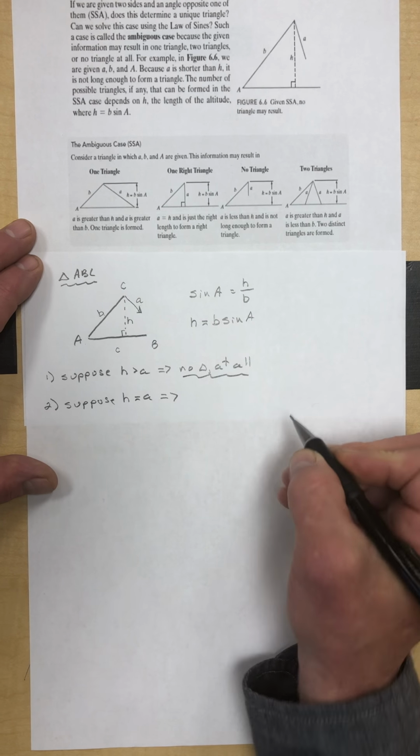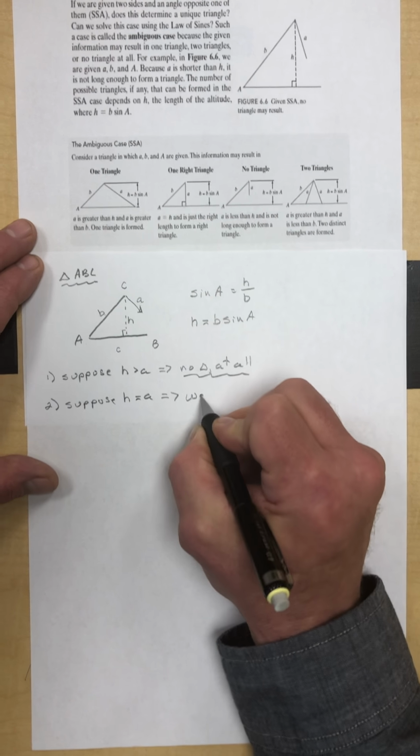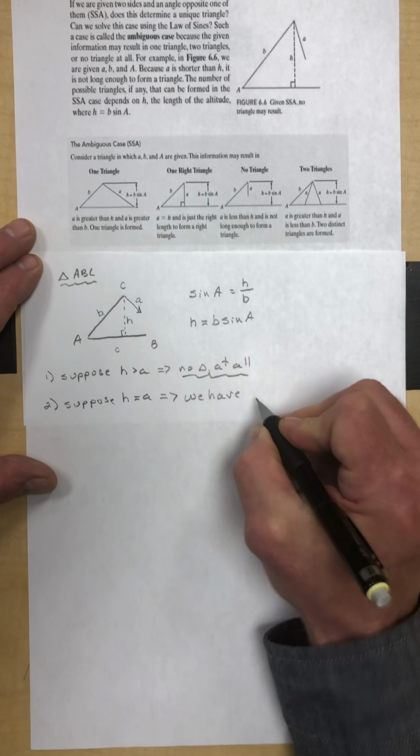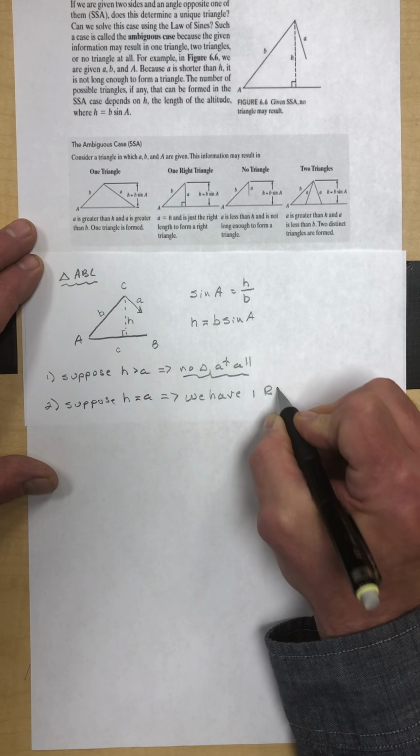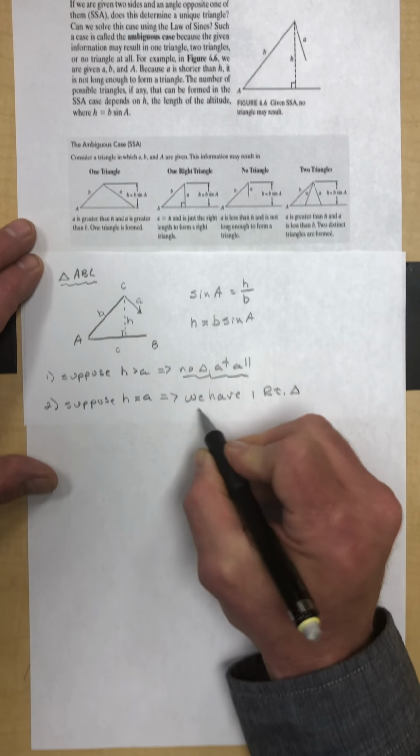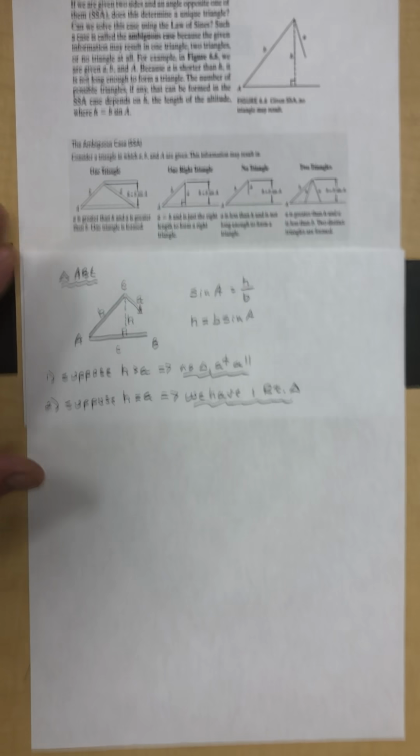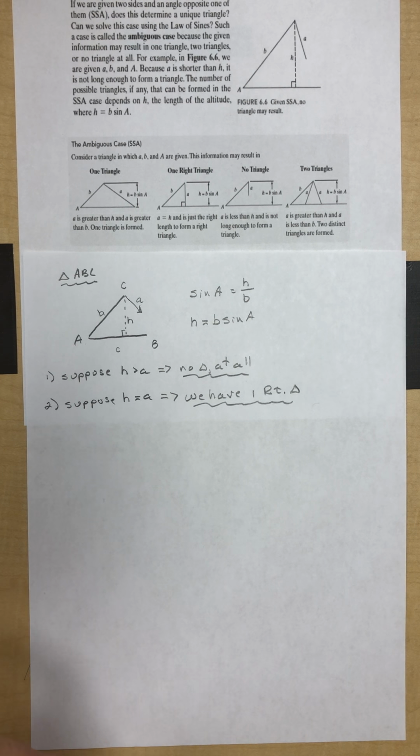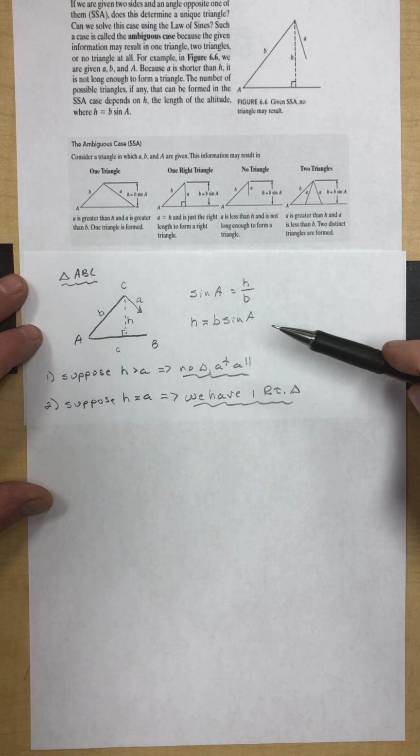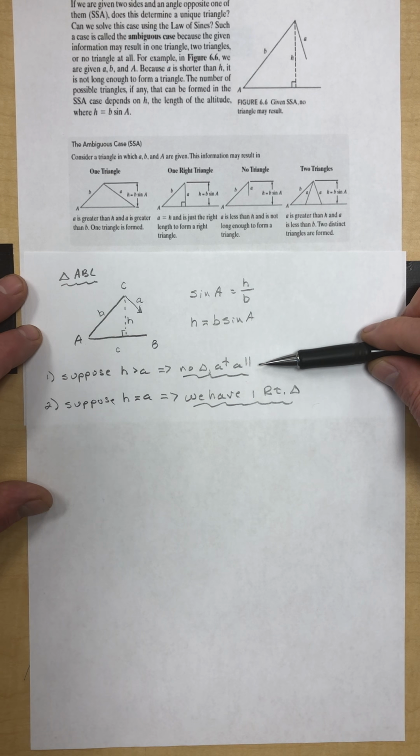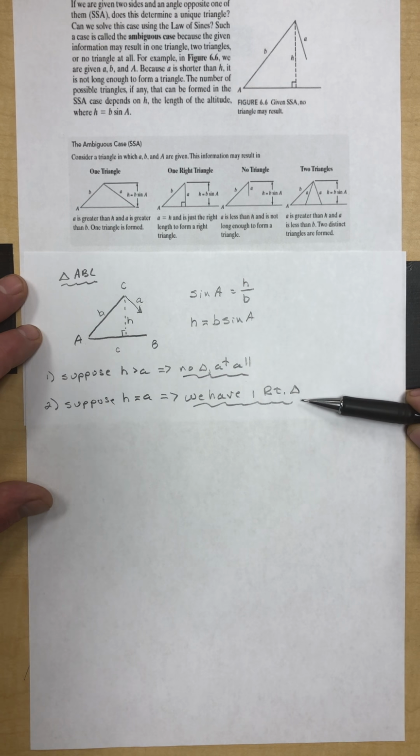Okay, so if that happens, we have one right triangle, and then obviously you could go about your business. No big deal. Obviously there's nothing to solve in this first situation because we can't even form a triangle. Right here, we have a right triangle, so you could either use the law of sines or just go back to your basic trigonometry and solve it using right triangle trigonometry, sine, cosine, tangent, whatever you need.